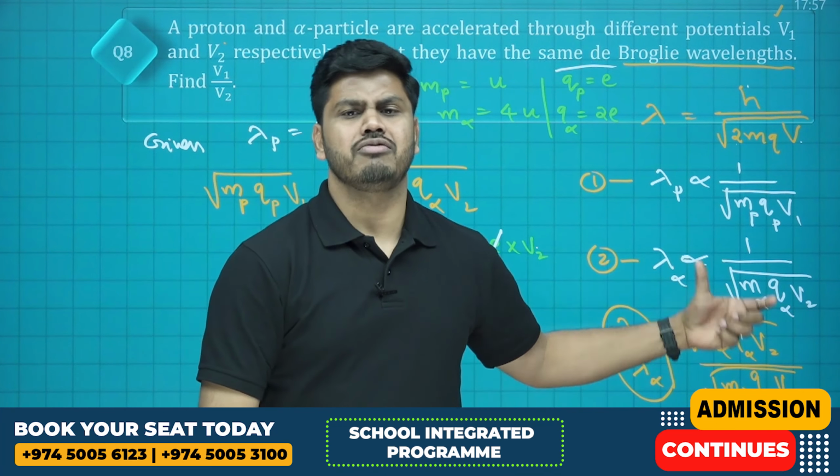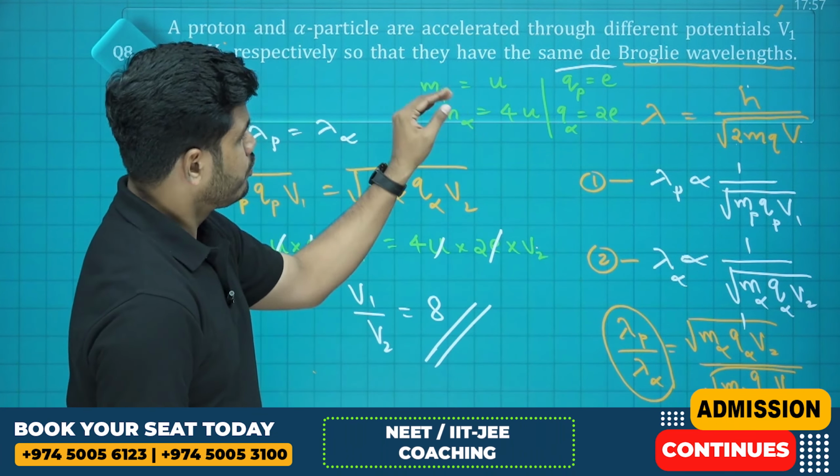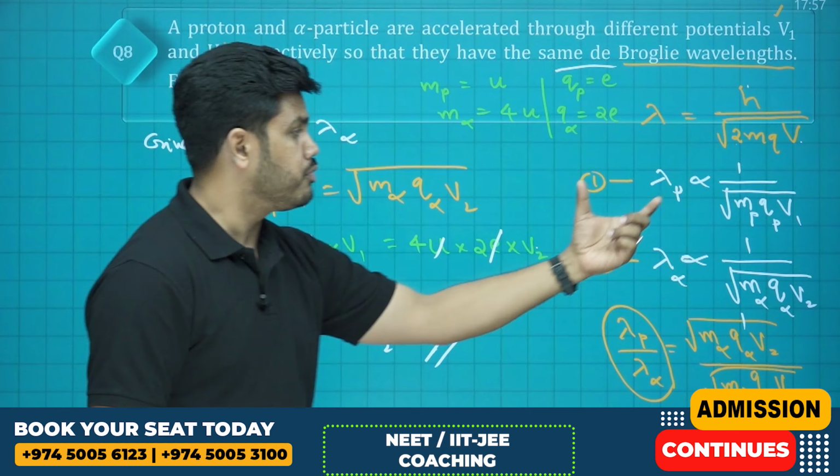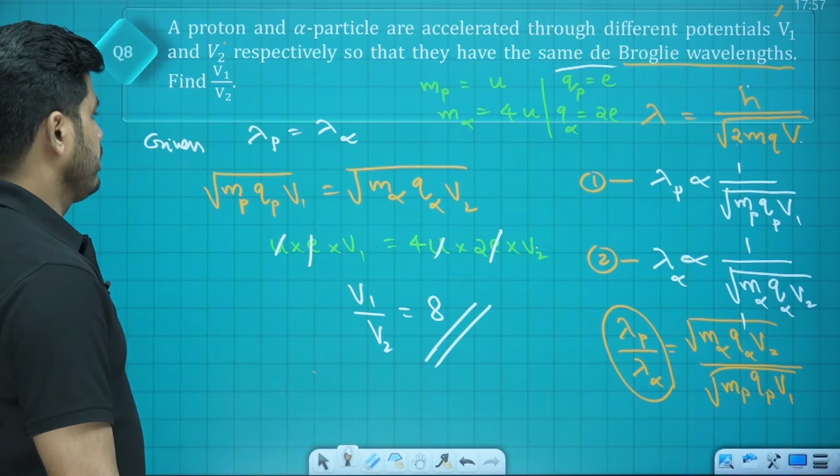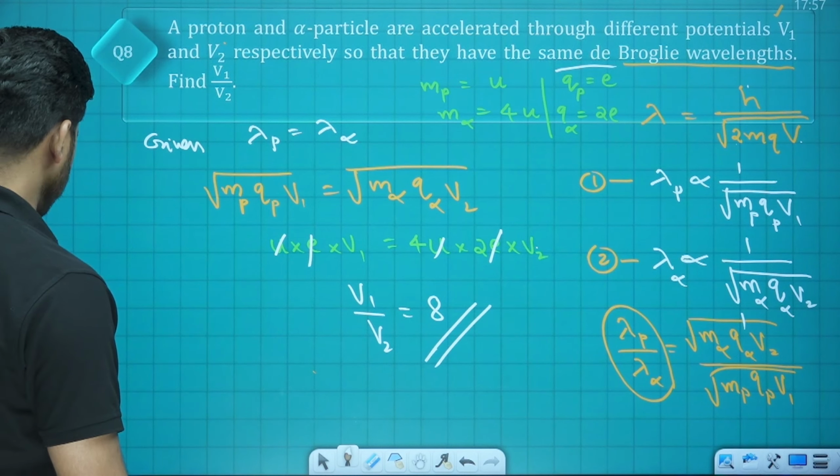Okay. So we just compared alpha particle and proton. If you know the features of alpha particle and proton properly, and if you know this equation, you can easily get that ratio. Okay, fine. Moving on to the next question.